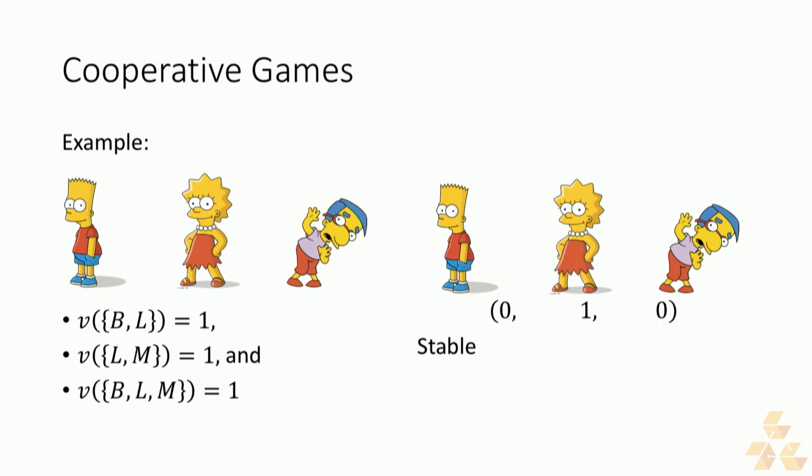Another payoff vector, or another imputation, could be to just give Lisa all the reward, give her 1, and give the other 2 players 0. It's a feasible solution because the sum of the rewards here is 1. Everyone receives a non-negative payoff, and it's also stable because we don't have a subset of players that says we are better off leaving this coalition and forming our own team.